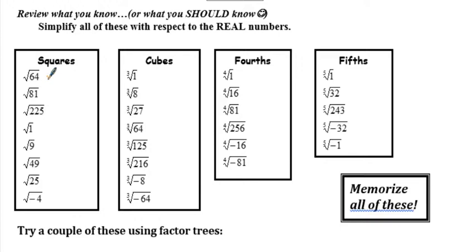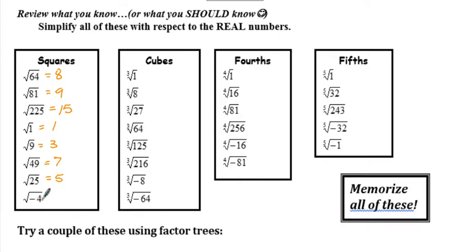Remember, the square root of 64 is 8. The square root of 81 is 9. The square root of 225 is 15. The square root of 1 is 1. The square root of 9 is 3. The square root of 49 is 7. The square root of 25 is 5, right? All of these should be easily in your mind, and you should be looking for these numbers. You should be looking for 64s that might be factors within your radicals, within your squares, okay?